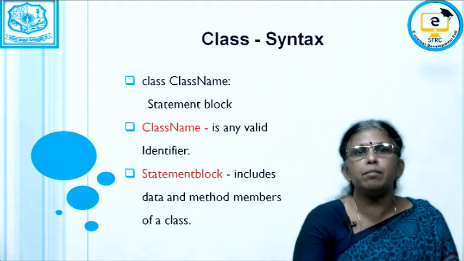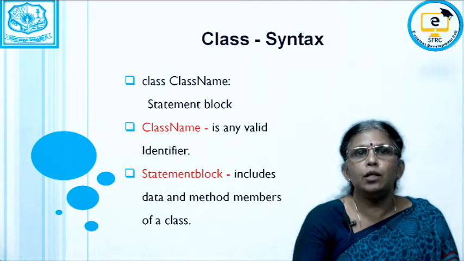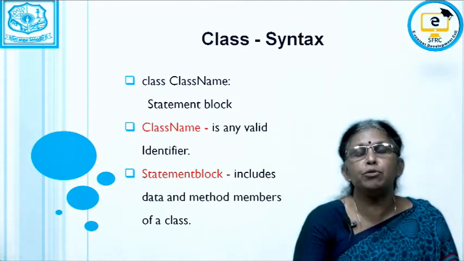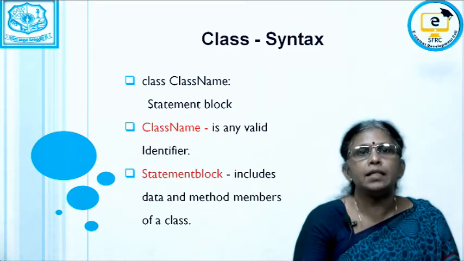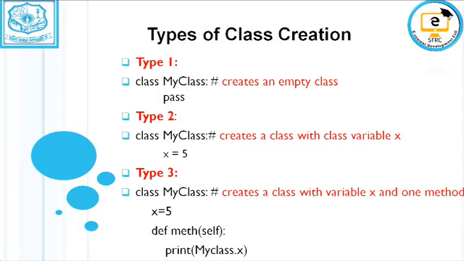The class name is going to be a valid name. For example, ABC denotes the class name. The class name ABC helps you to declare an object of data type ABC. The statement block includes data and method members of a class. A class can be created using different scenarios.